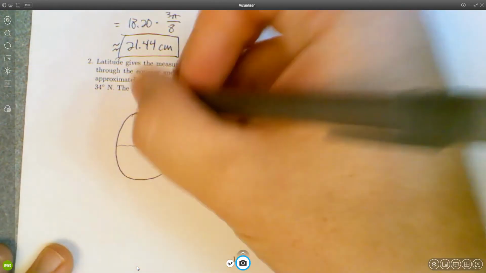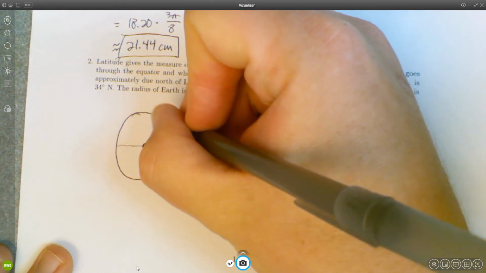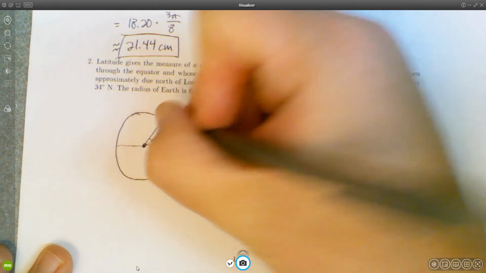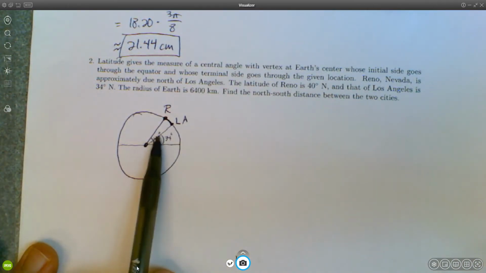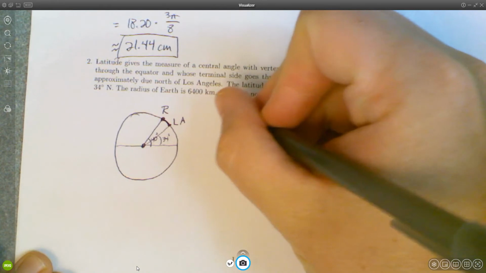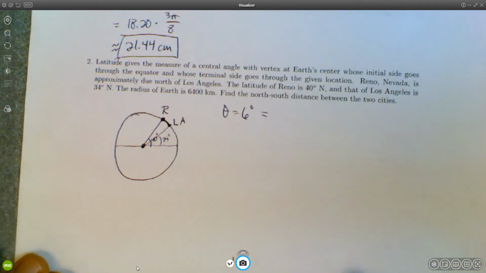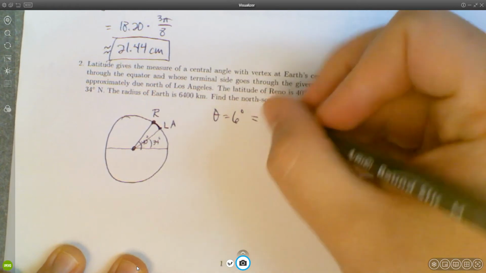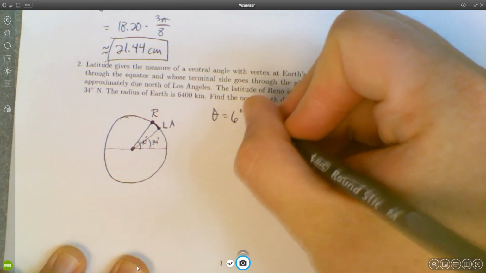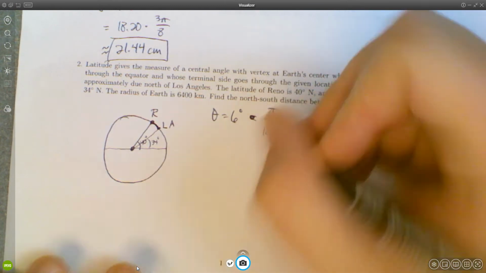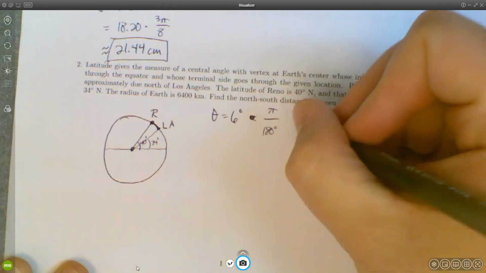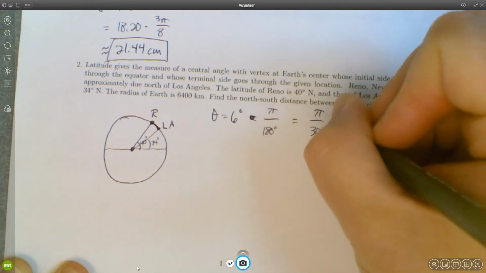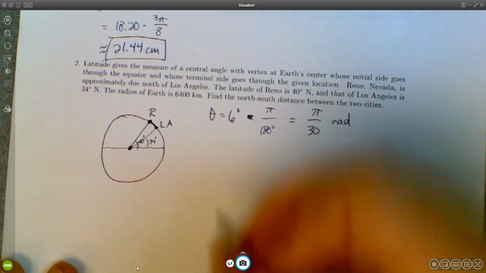And what we want to figure out is, what is this distance, this north-south distance between Reno and Los Angeles? So what's that distance? What's that arc length, in other words? Well, first of all, it's pretty clear that this angle should be 6 degrees, right? 40 degrees minus 34 degrees is 6 degrees. So the angle that we're interested in is a 6-degree angle. We've got to change that into radians, though. So we'll say 6 degrees times pi over 180 is pi over 30 radians.